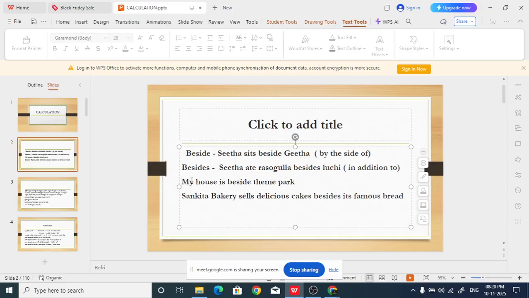Palak, can we go to you? Or any person. Can you make a sentence using beside and besides? Quick, we'll go to some other thing.